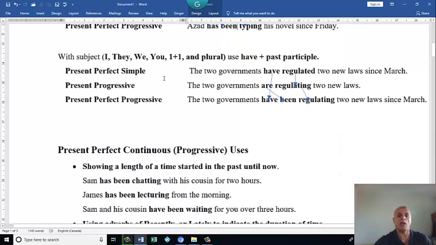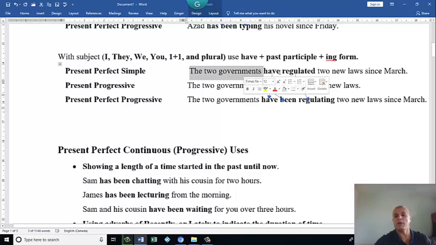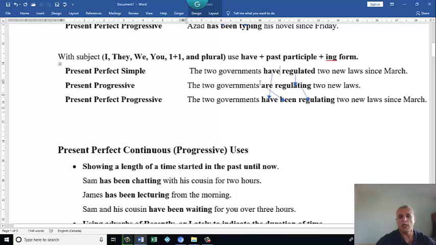When I have a subject, I, they, we, you, or a plural subject, then we use have, past participle, and then plus the ing form, or sometimes you call it gerund. Present perfect simple, let's see here: the two governments have regulated, have plus past participle, two new laws since March. This is my present perfect simple.